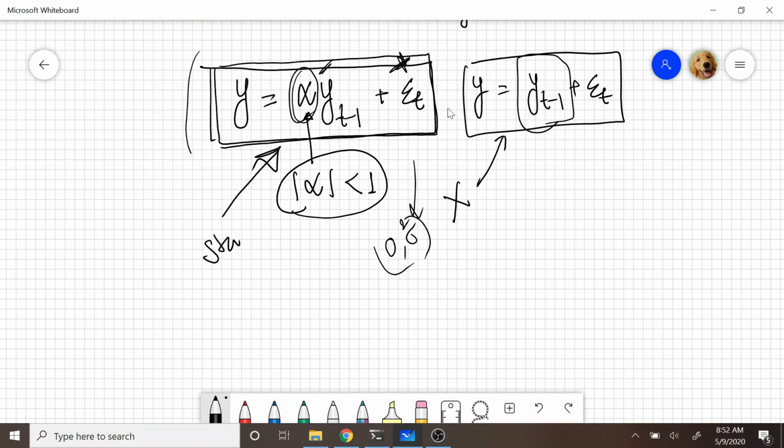Remember, we have the current value of y here, this one is equal to some constant alpha multiplied by the previous value of y and a random number.